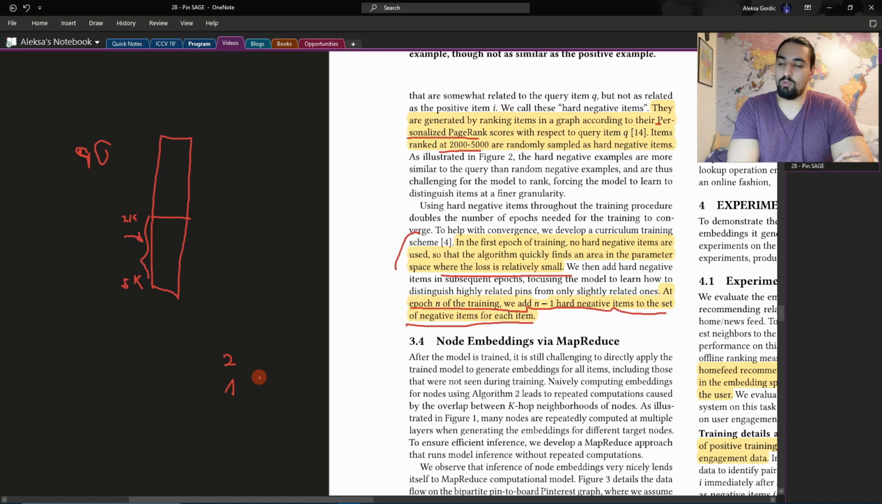So that's n-1. They'll be adding only one hard example. As the epochs progress, at epoch 10, they'll be adding 9 negative items to the set of negative items for each item, and that's how they progressively make it harder to optimize that loss.